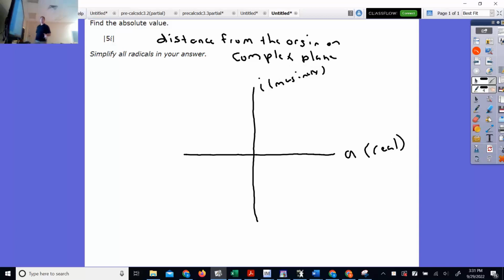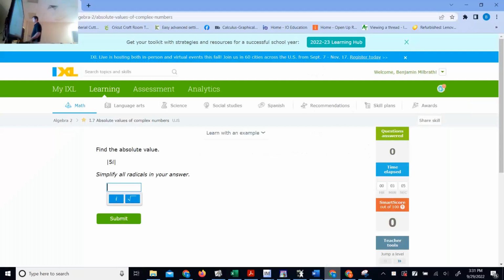So when I talk about the absolute value of 5i, I just go up 5 units. And there's 5i. 5i is obviously 5 units from 0. I can count it. So this is just 5 units from 0, or 5 units from the origin. That's all it is. So the answer to this is going to be 5. It'll probably be easy like that for a minute.